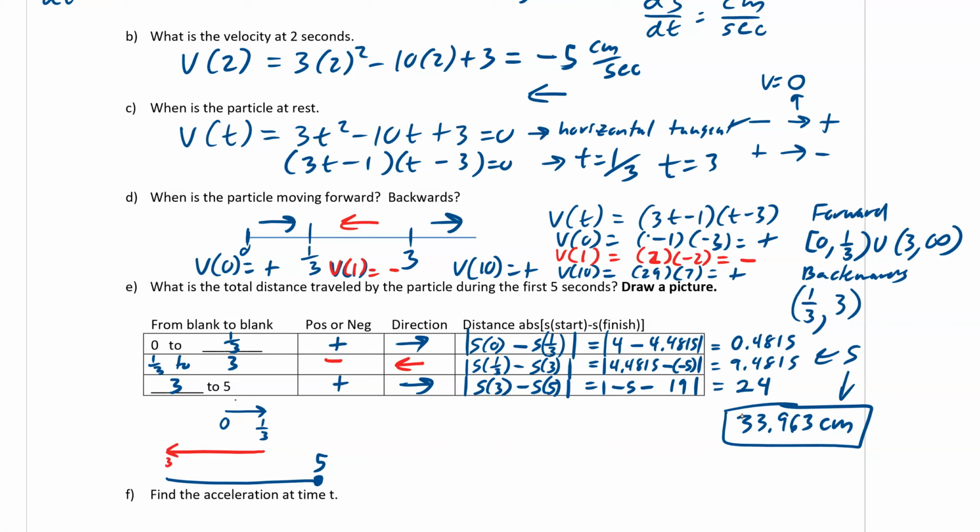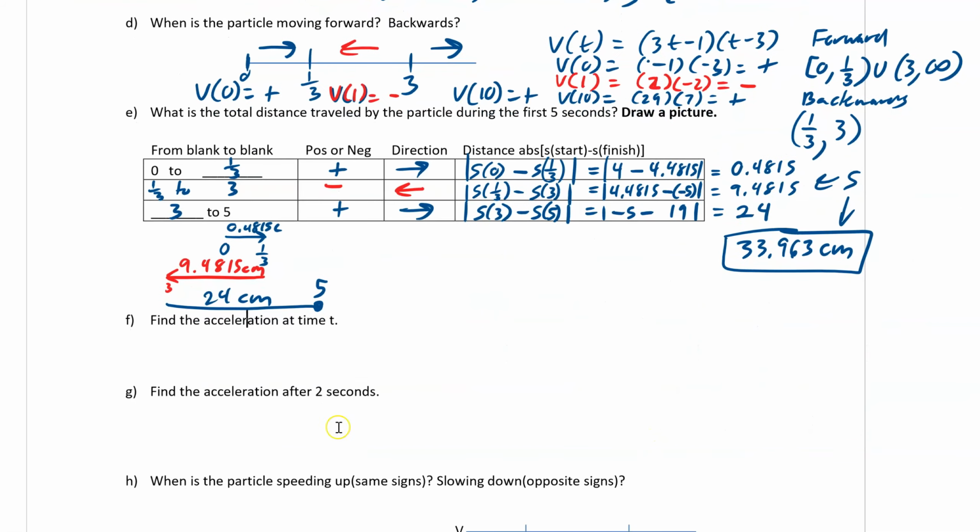So picture-wise, that would be 0.4815 centimeters that way. And then the particle did 9.4815 centimeters to the left. And then it did 24 centimeters to the right. And so that is its total distance. That's why we need to find out when it stops.